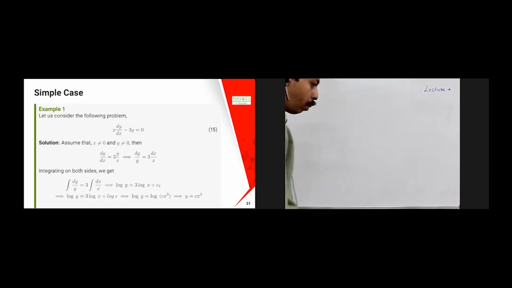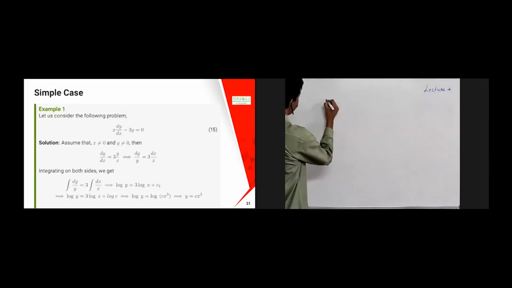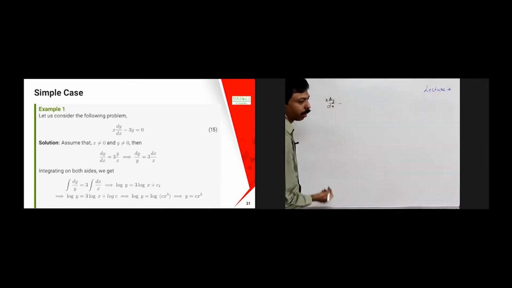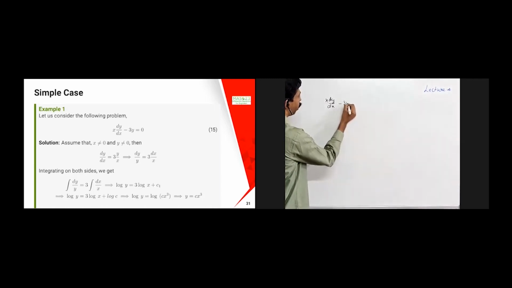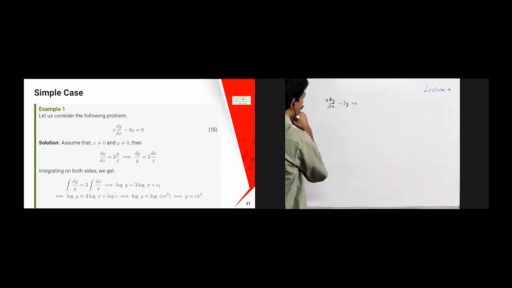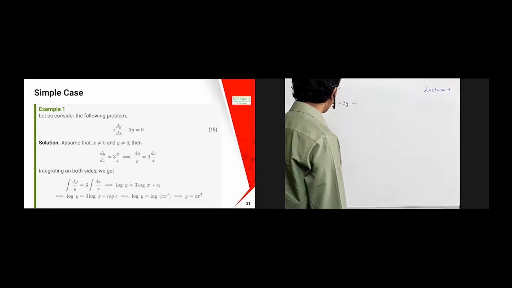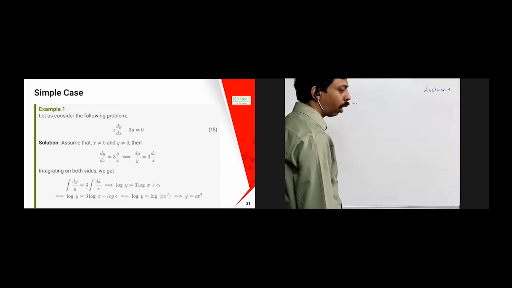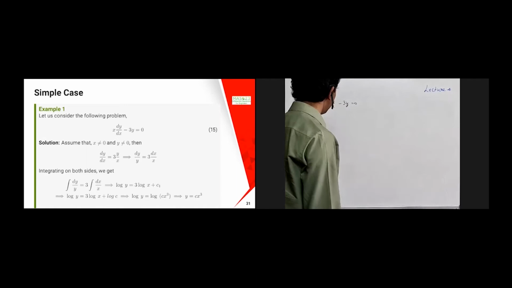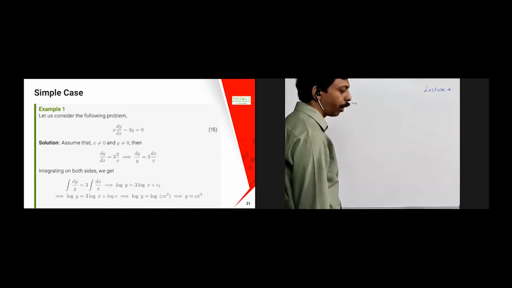We have the problem: x into dy by dx minus 3y equal to 0. This is the problem given to you. Now what we need to do is solve this problem. So assume that x is not equal to 0. If x equals 0, this is not going to be a linear ODE. It is simply going to be the expression 3y equal to 0 and y equal to 0. You can easily find it.